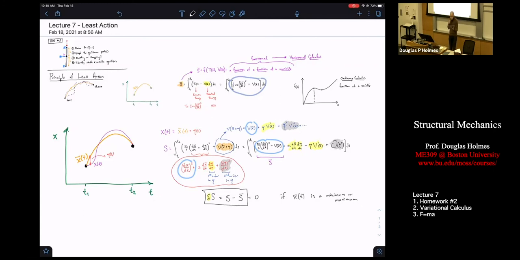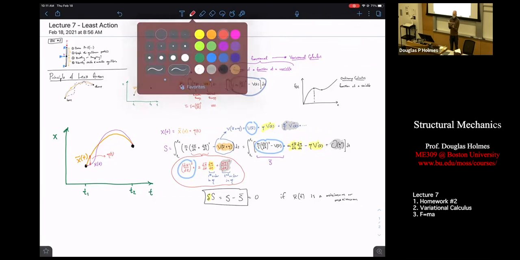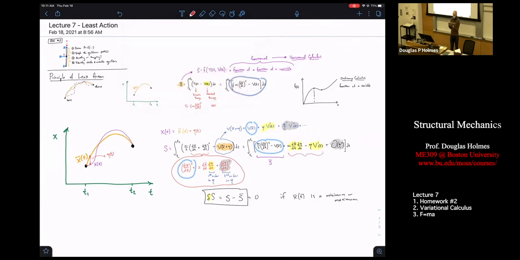Okay, so that means the difference between this, which is this thing, and this thing, all that's left, the actual difference between here and here, is just my yellow stuff, right? So this is my first variation in S. This stuff is my second variation in S, and higher order terms. Does everybody see that?